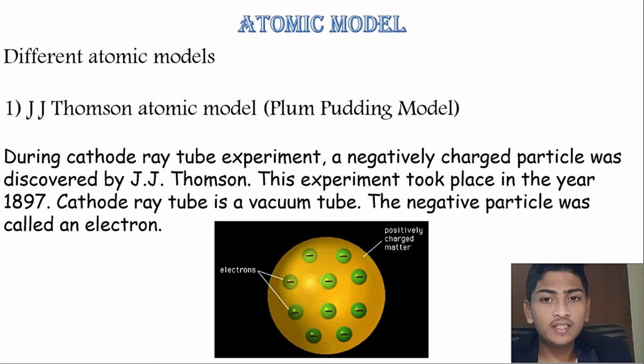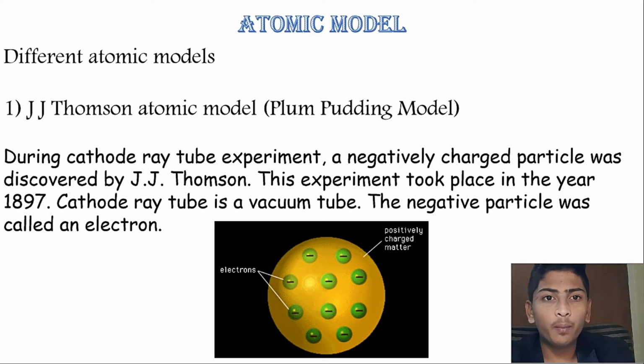By this reference, J.J. Thomson proposed a model where the total atom was positively charged matter, and electrons were inside the positively charged mass, merged inside it. The whole atom was electrically neutral, by positive charge and negative charge.